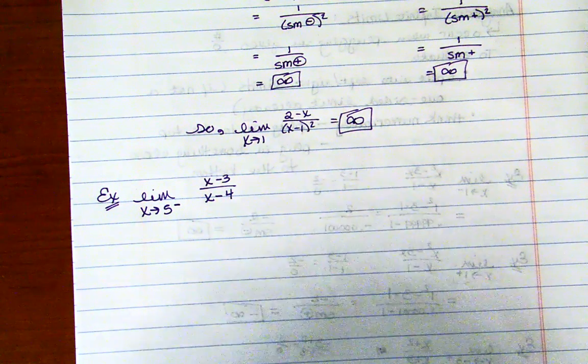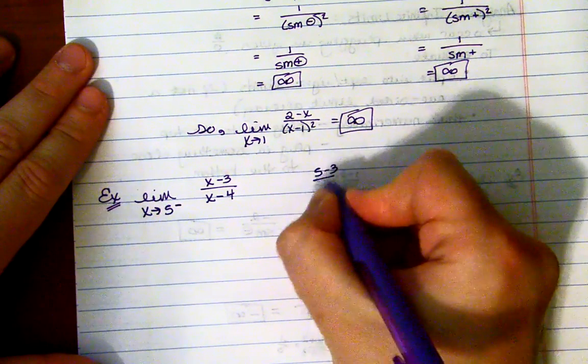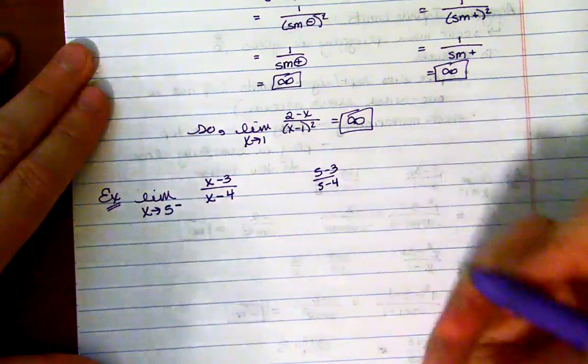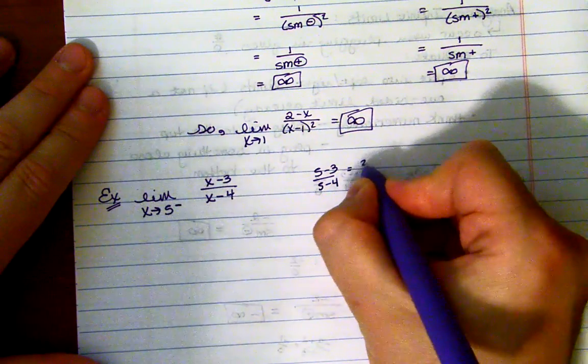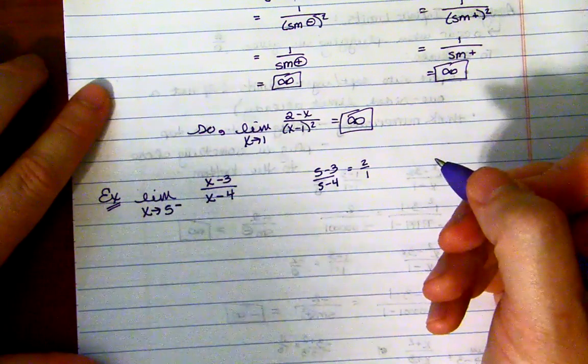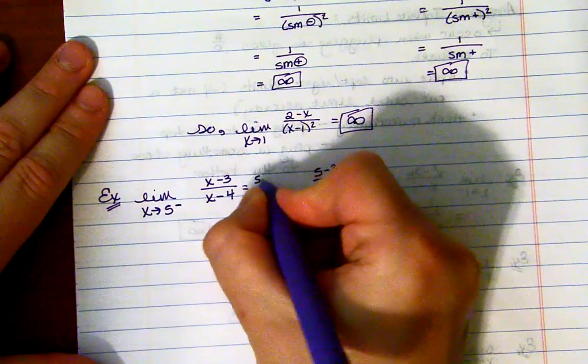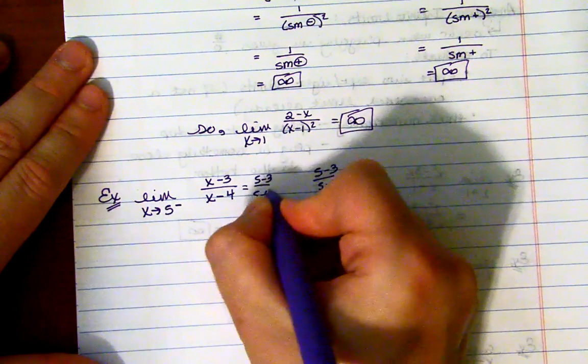I hope you started off by just plugging in, because we should always just plug in first. 5 minus 3 over 5 minus 4. Oh, wait a minute. Let's see. 2 over 1. We're not getting that form that tells us it's an infinite limit. In fact, we're done with this problem. That answer that I'm getting is my limit.